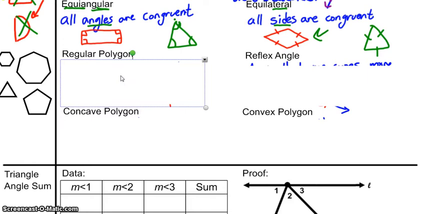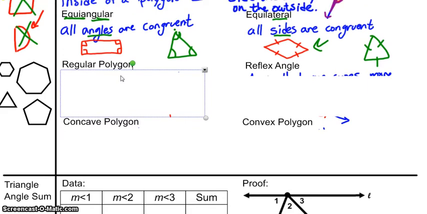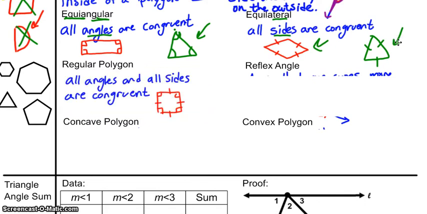What's a regular polygon? That's a little different. Well, a regular polygon is a polygon that is both equiangular and equilateral. All the sides are congruent and all the angles are congruent. Okay? So here's an example of a quadrilateral. A square is a regular polygon because all the sides are the same and all the angles are the same.